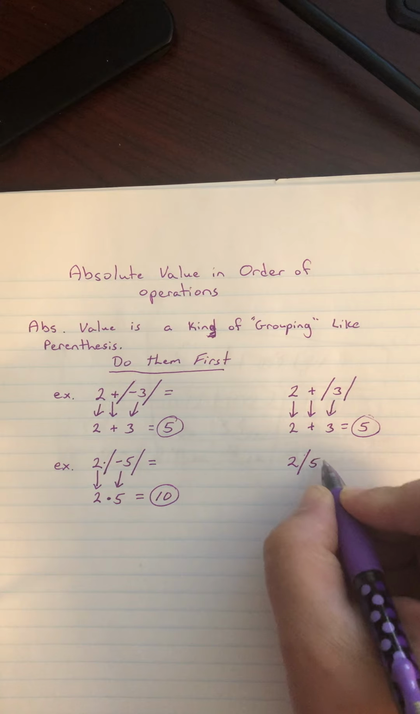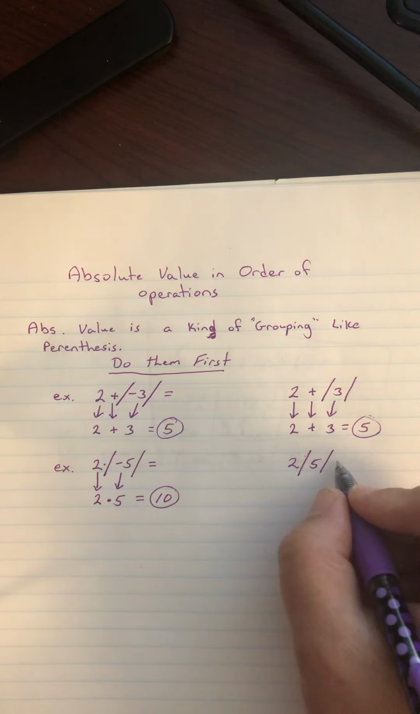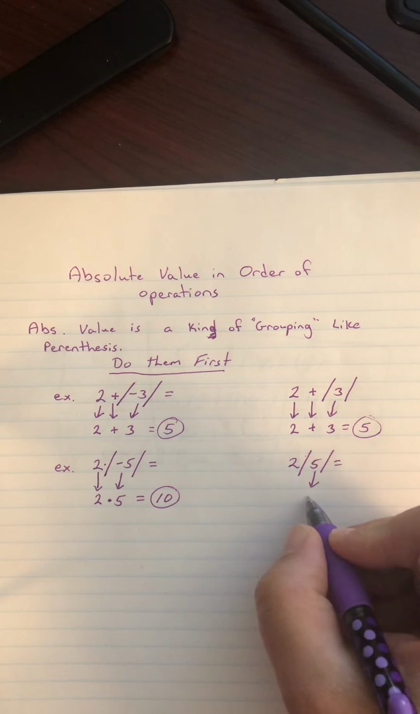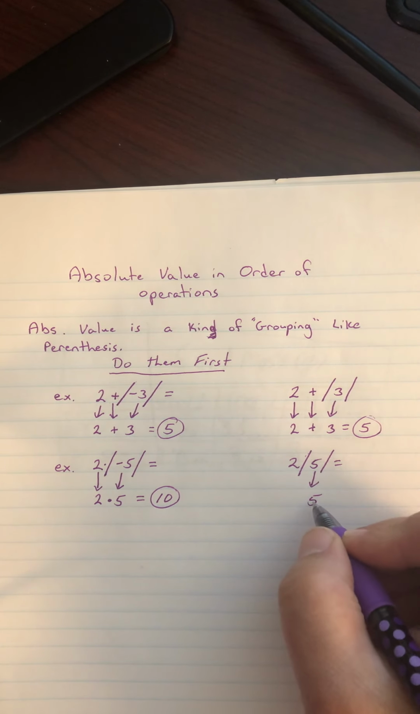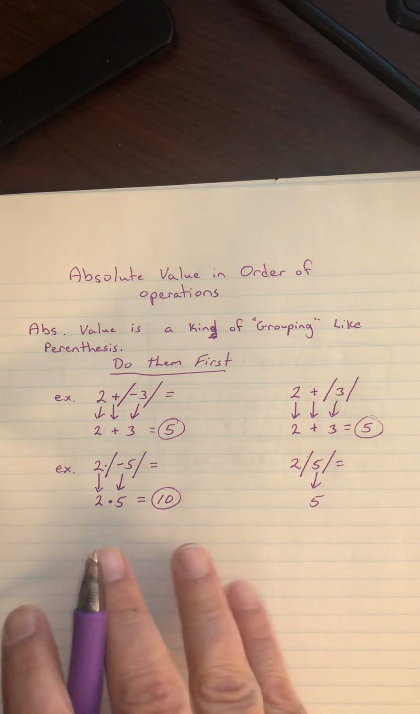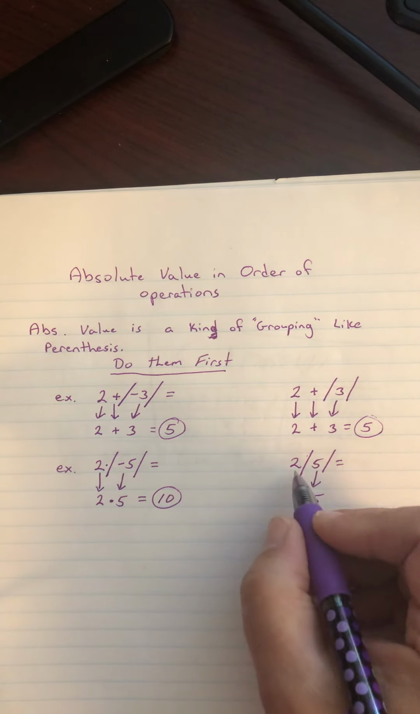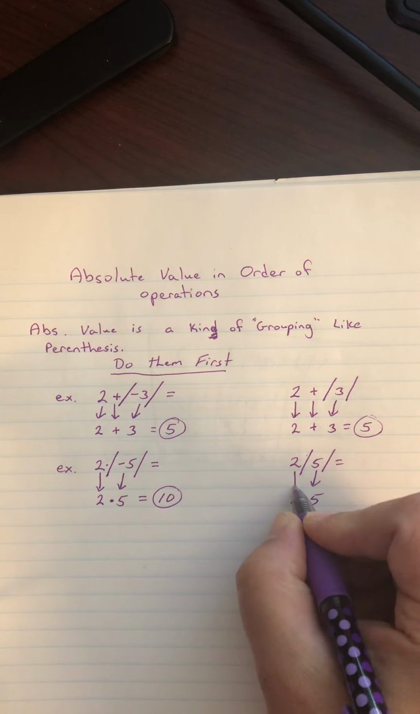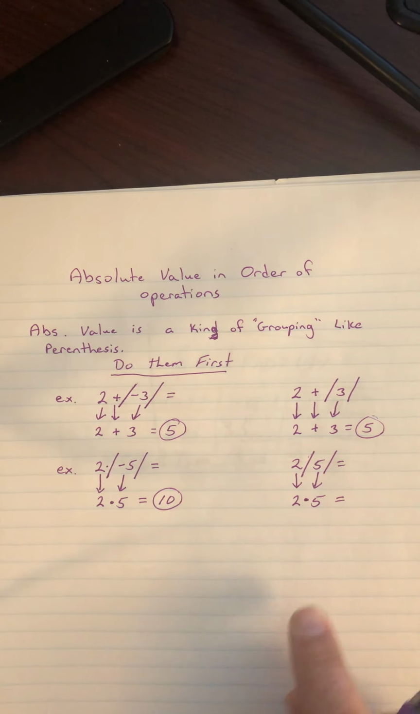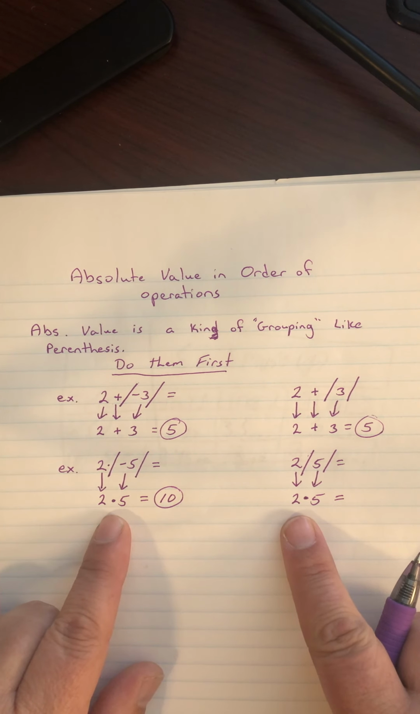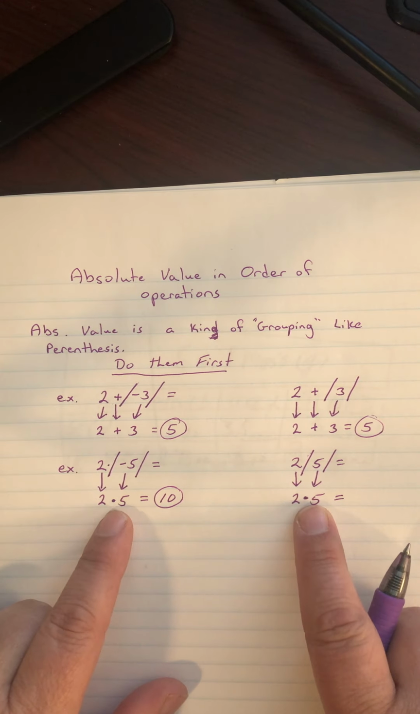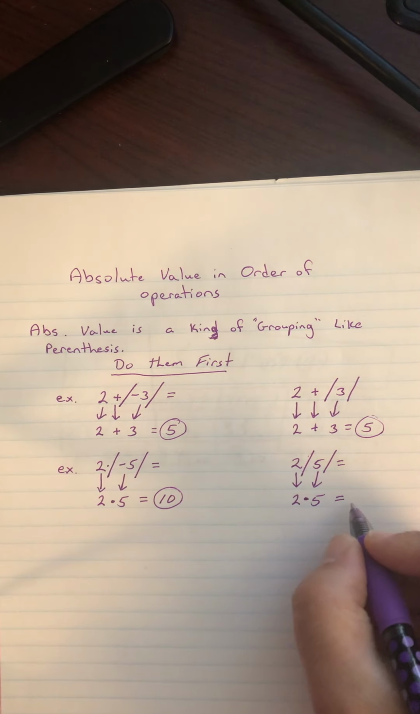2 times the absolute value of 5. Absolute value of 5 is 5. Positive gives us a positive answer. Negative gives us a positive answer. Answers are always positive. The 2 comes down. The multiplication is now visible. Notice now we have the exact same problem again. Okay, it started looking different, but now it looks the same. So I get 10 again.